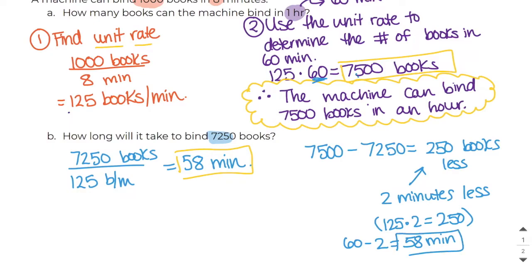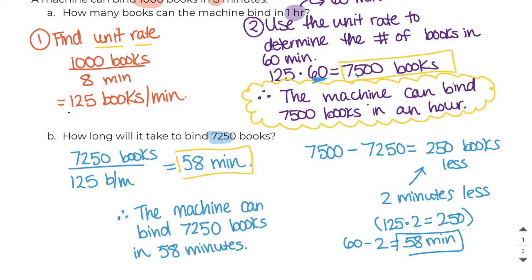Okay, so there's a lot of different ways that you can do this, and as long as you're showing your work, that's all I'm worried about. You can use multiple different ways to solve these problems, okay? So therefore, the machine can bind 7,250 books in 58 minutes.